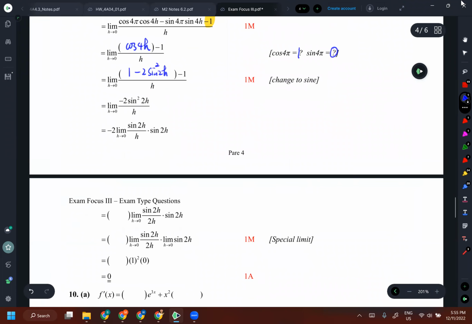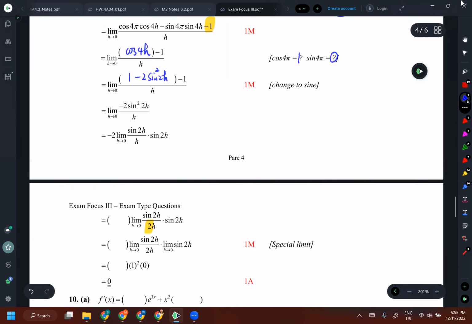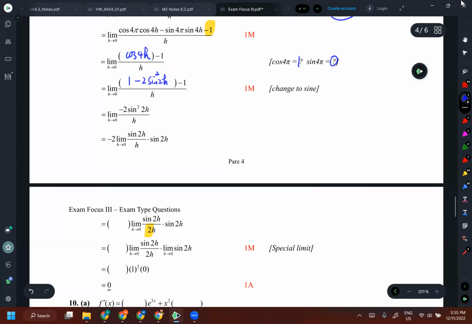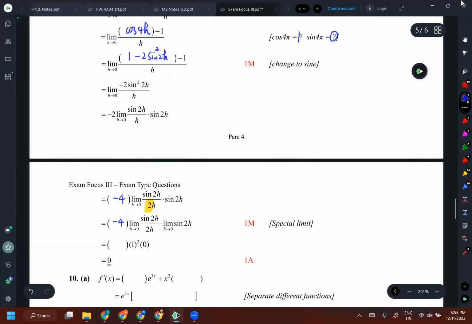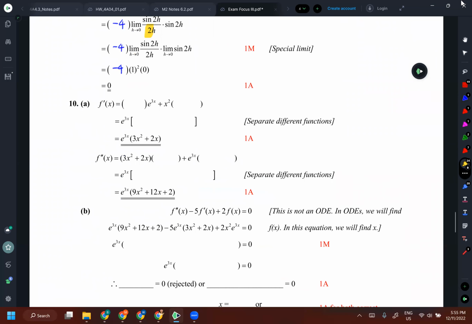On the next page, because here I multiply by 2, so that means I divided by 2, so I need to multiply by 2. So here, a lot of you didn't get it. The coefficient becomes -4. The final answer is still 0, but still, the coefficient is -4 now, because you see a slight change. You should realize that as well, because you're trying to use the special limit. Anyway, next question. Question 10.